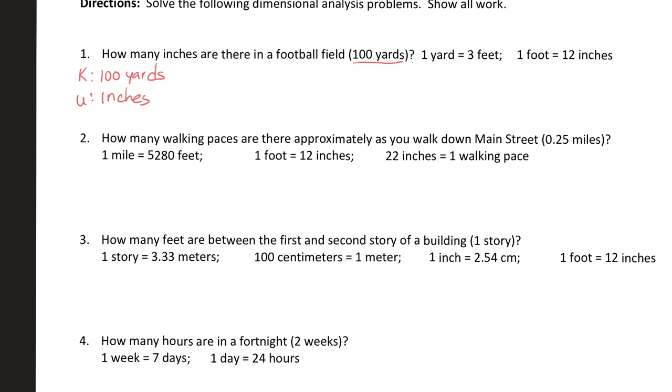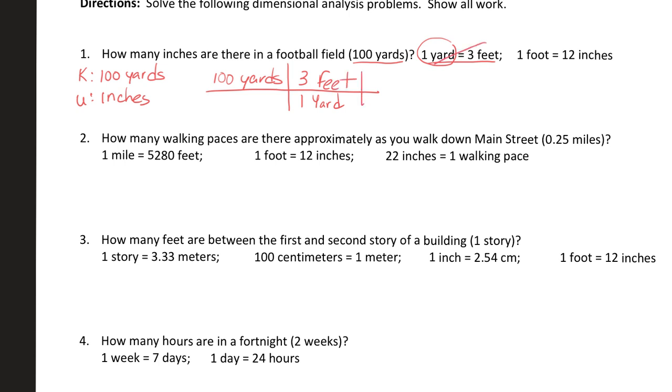The first thing you always do is your factor label table, and your known always goes in the top of the first box. So 100 yards. If I have yards on the top, I'm going to need yards on the bottom. So now I'm going to go to my conversion factor and find yard. It's right there. The number 1 is next to it. So 1 yard is equal to 3 feet.